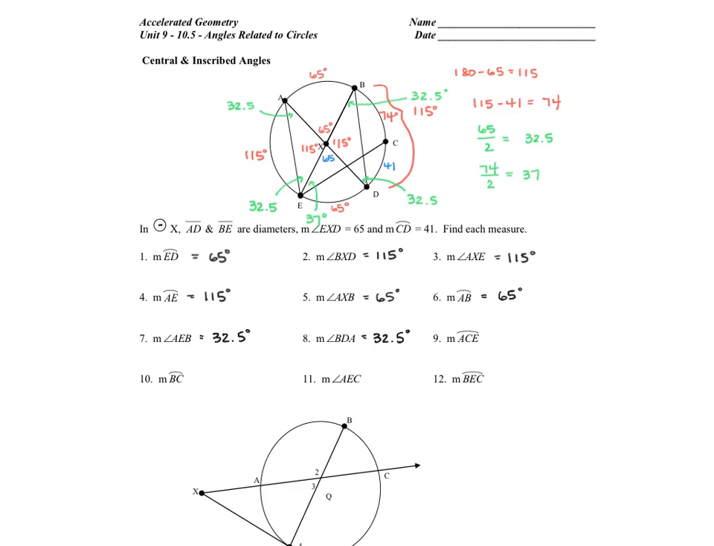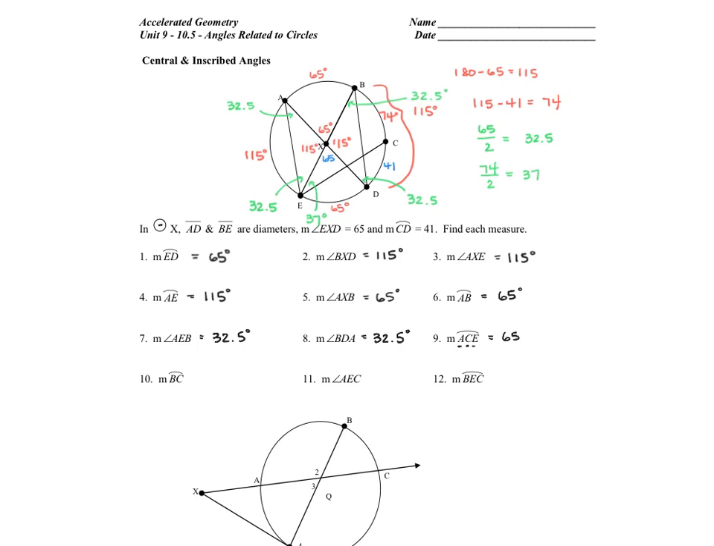The measure of arc ACE. Okay, well that's a major arc. Means we start at A, go through C, and end at E. If I add all of those pieces together, I'll get the measure of arc ACE.